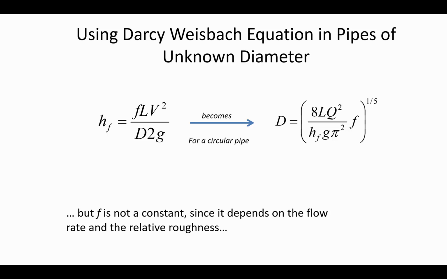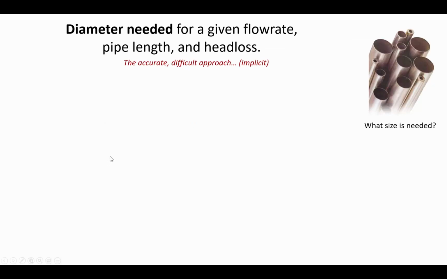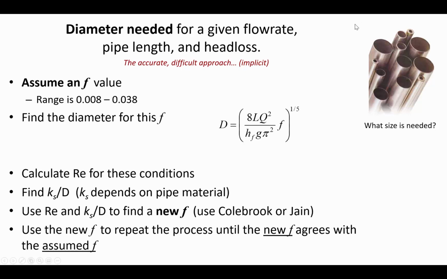So that's why we're going to this trouble of struggling with the iteration that's going to be needed to get the accurate F value and the corresponding diameter. So that's just the setup. What we're going to do is go through this implicit, accurate approach of determining how big of a pipe is needed to deliver a flow rate a certain distance downstream when we know the head loss.